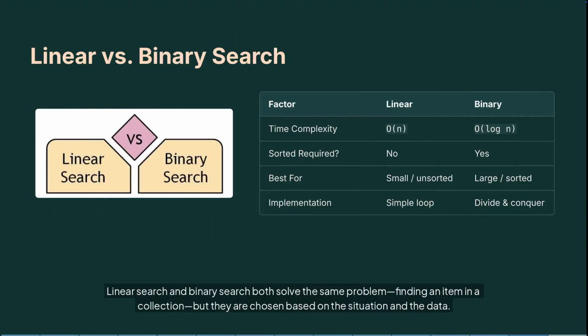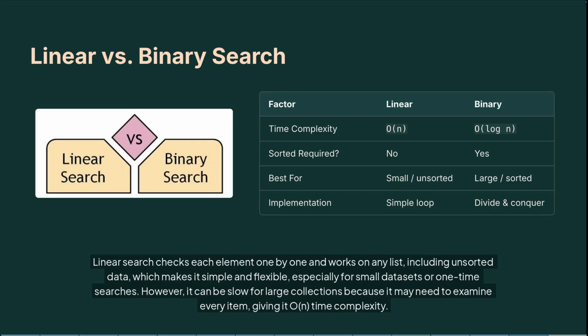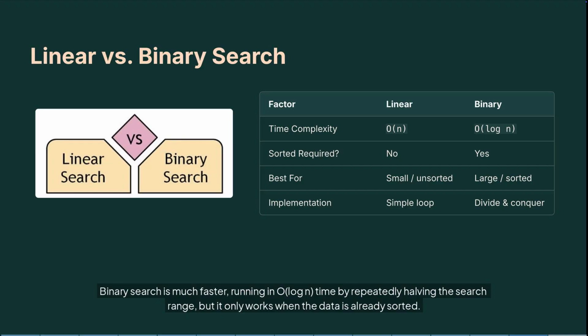Linear search and binary search both solve the same problem, finding an item in a collection, but they are chosen based on the situation and the data. Linear search checks each element one by one and works on any list, including unsorted data, which makes it simple and flexible, especially for small datasets or one-time searches. However, it can be slow for large collections because it may need to examine every item, giving it O n time complexity. Binary search is much faster, running in O log n time by repeatedly halving the search range, but it only works when the data is already sorted.